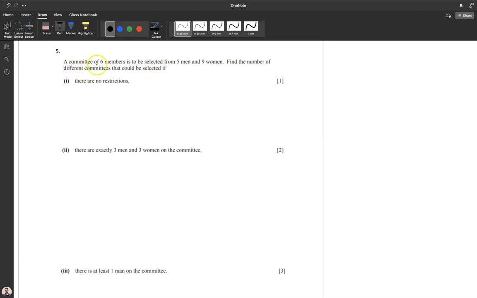Okay, so a committee of 6 members is to be selected, and so on. Find the number of different committees that could be selected without restriction. So how many are we supposed to actually select? Okay, a committee of 6 members, right? To be selected from 5 men and 9 women. So 9 plus 5, 14. Choose 6 people. You end up with 3003. All right. What about the next one?